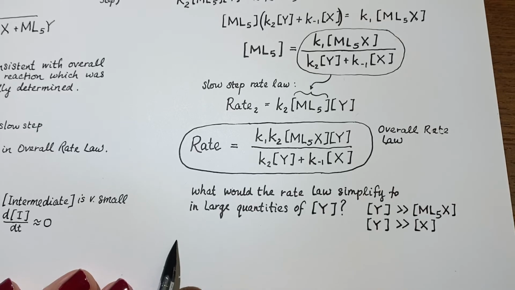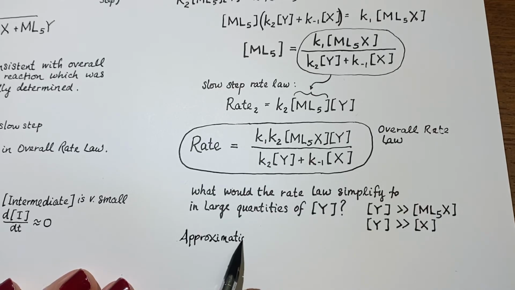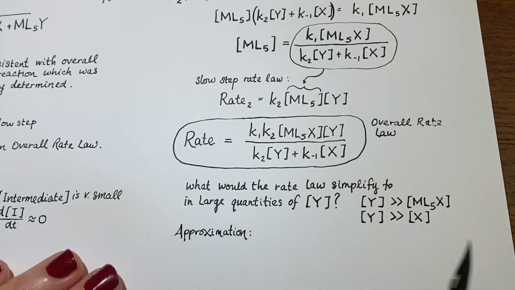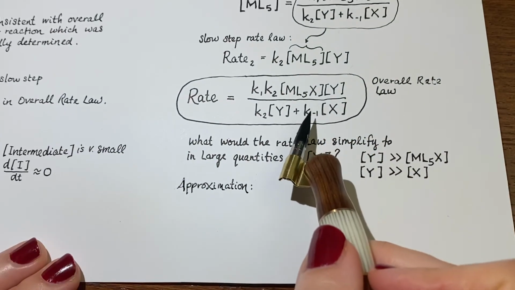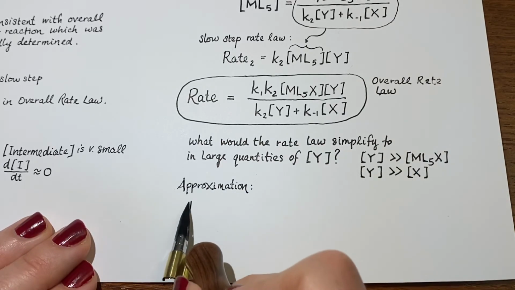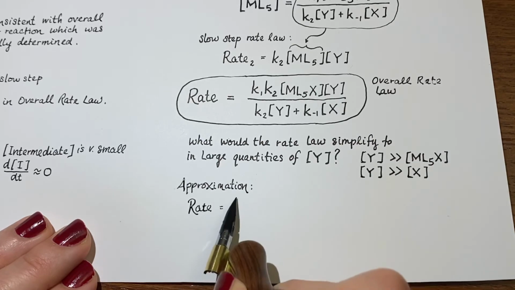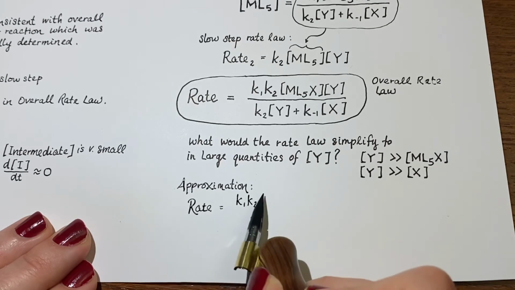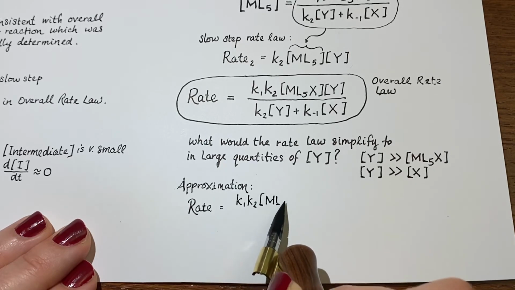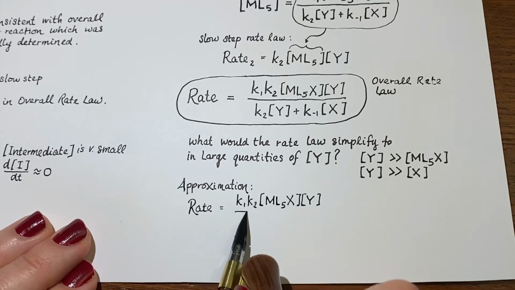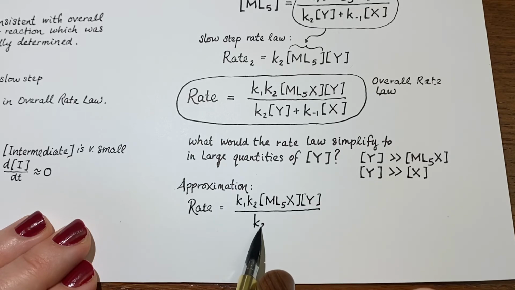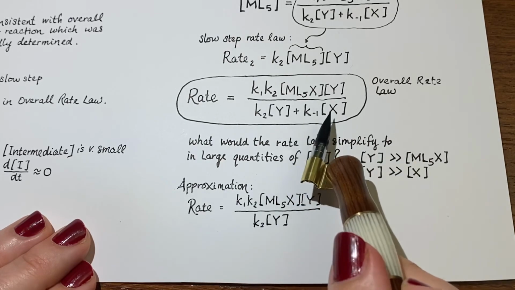So, this approximation, again, it works really well for kinetics. So because we can ignore this term, then the rate law becomes K1, K2. The top part is not changed. We still have compound here. We still have it being multiplied by Y. But Y is so much greater than X. Because they're being added together, we can ignore that. So we end up with this rate law.